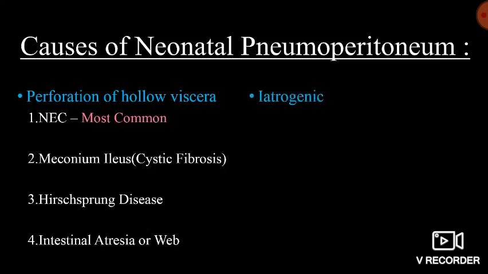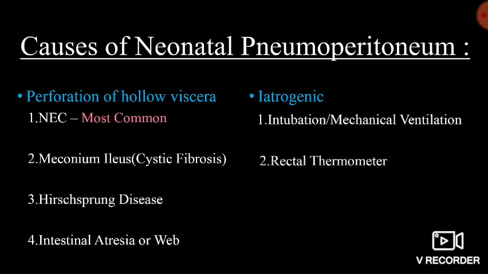Iatrogenic causes are the second most common causes of neonatal pneumoperitoneum and are a complication of intubation and mechanically ventilating a child. Other causes are rectal thermometer and enema.